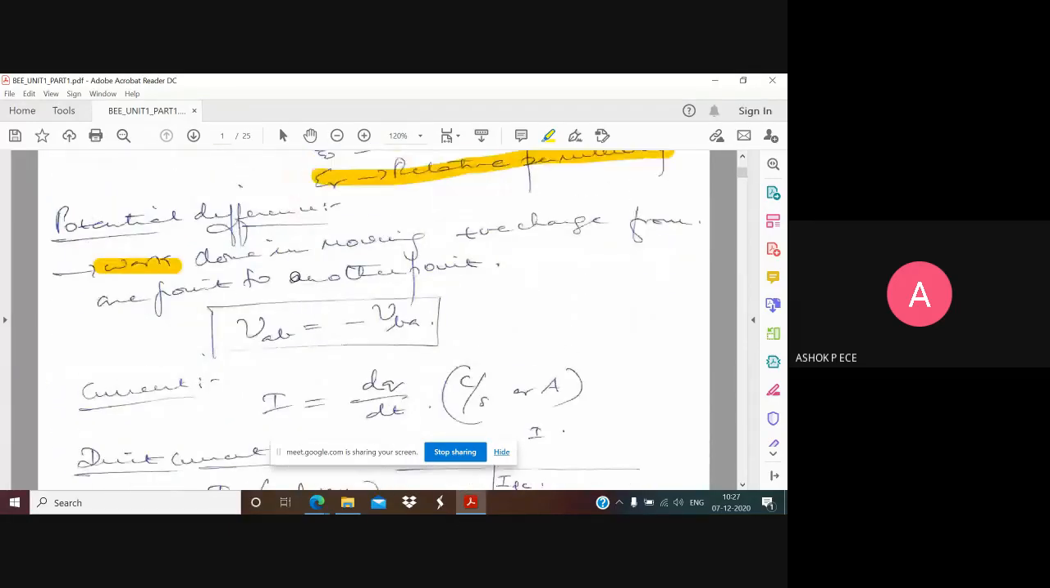Okay. Now potential difference. Potential difference is the work done in moving a positive charge from one point to another point. I have a positive charge at point A, and I have another point B. If I move this positive charge from A to B along this way, that is going to do work. I'm going to spend some energy to move this positive charge. The amount of work done in moving the positive charge from one point to another is going to be called your potential difference.